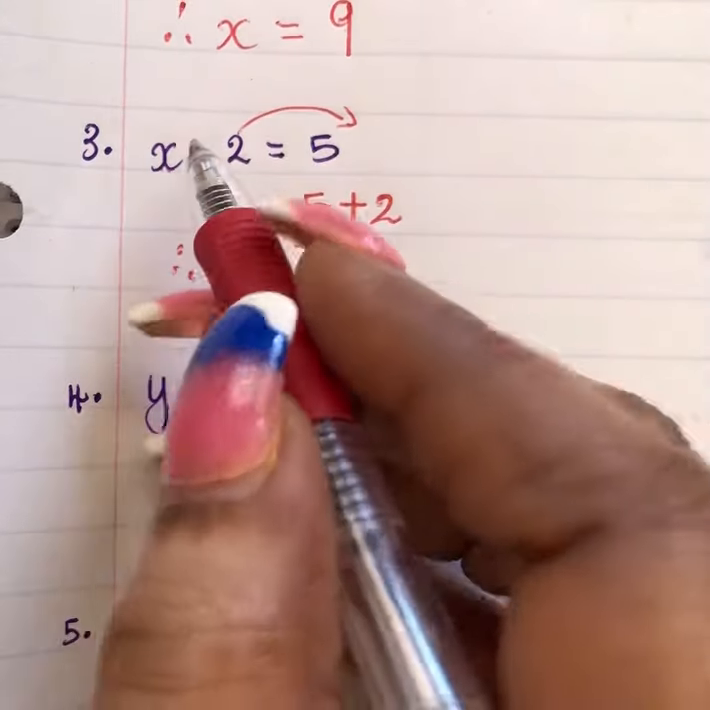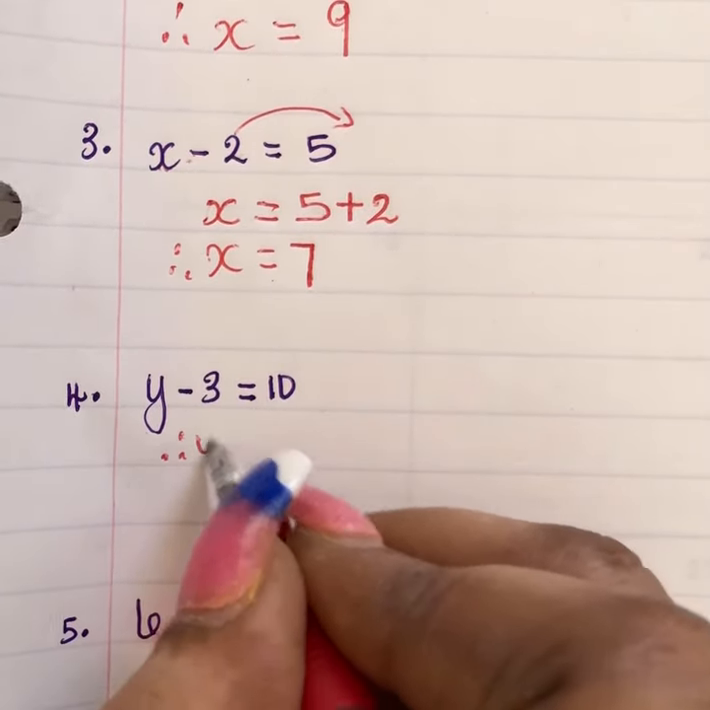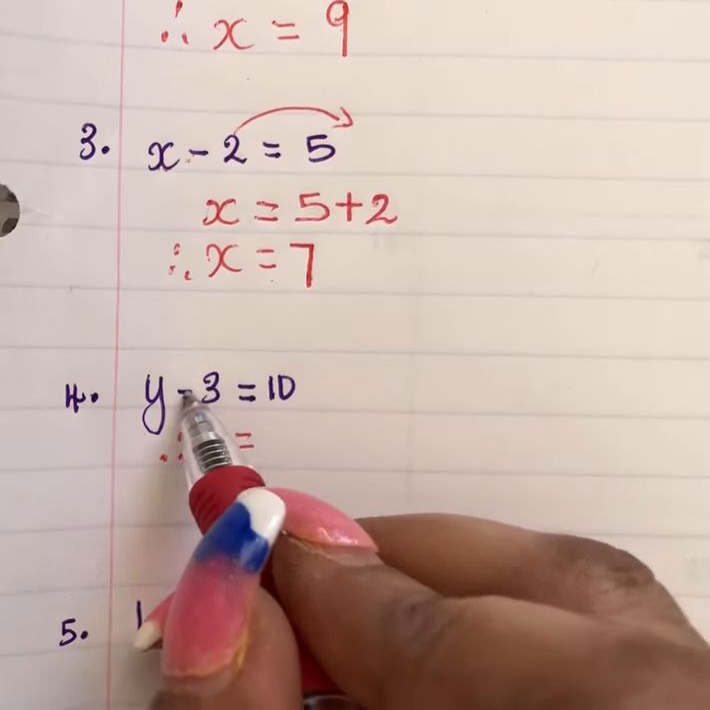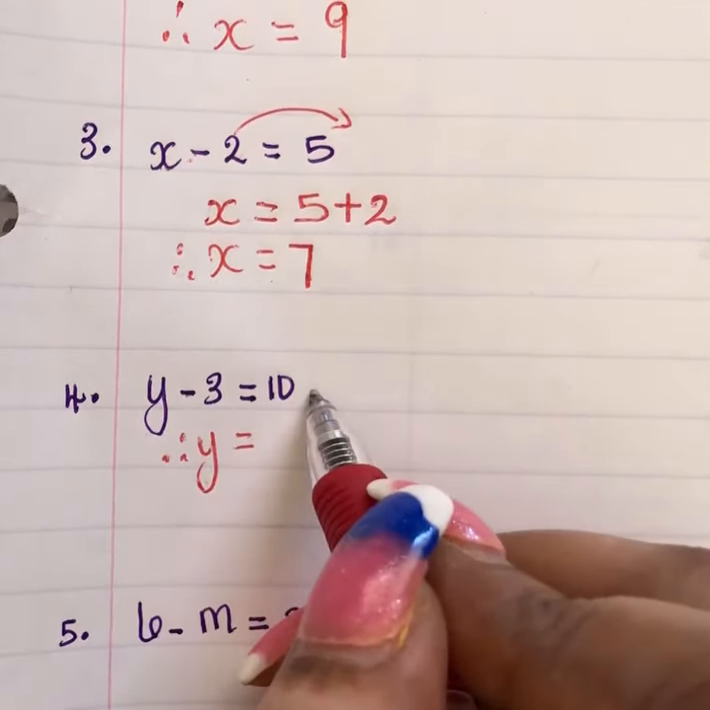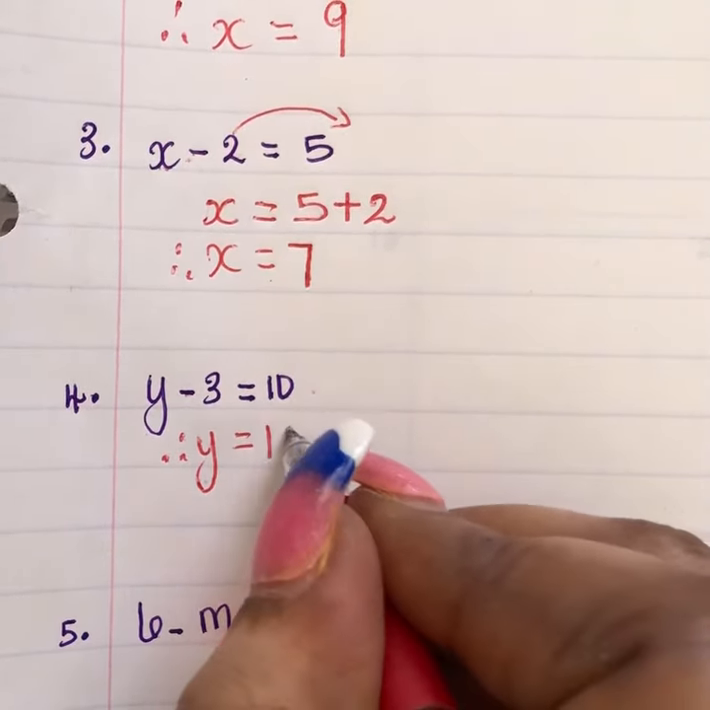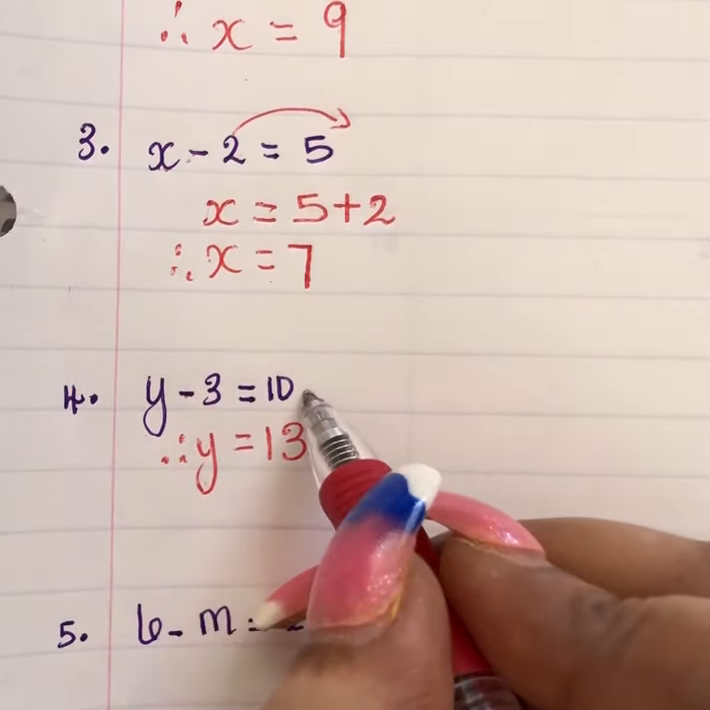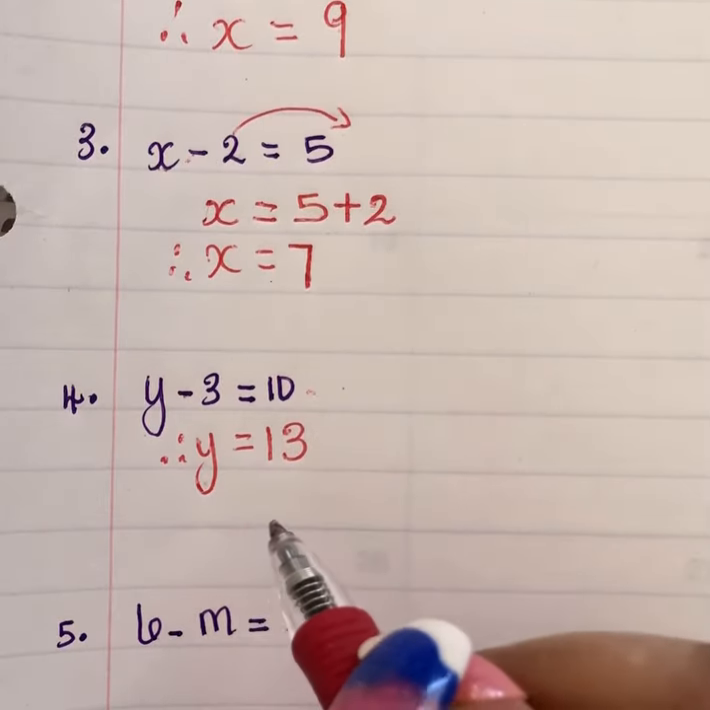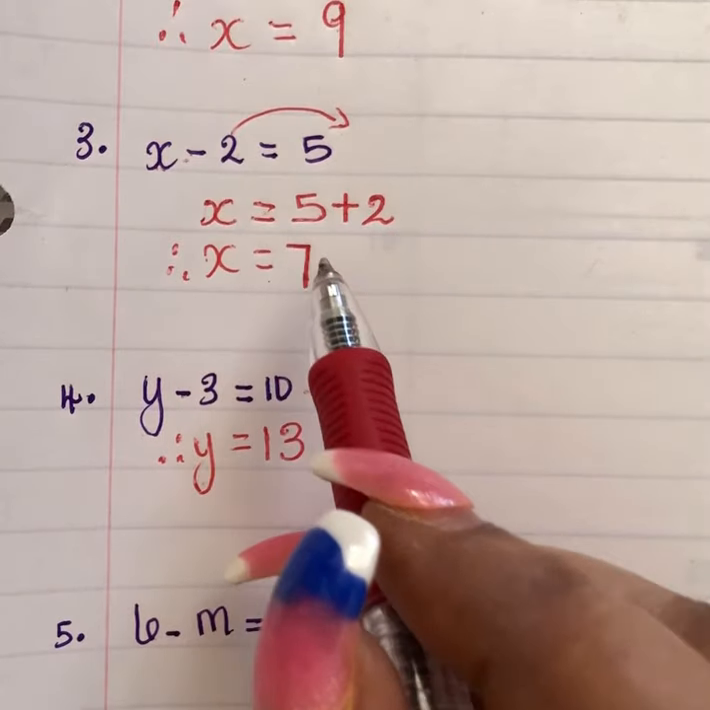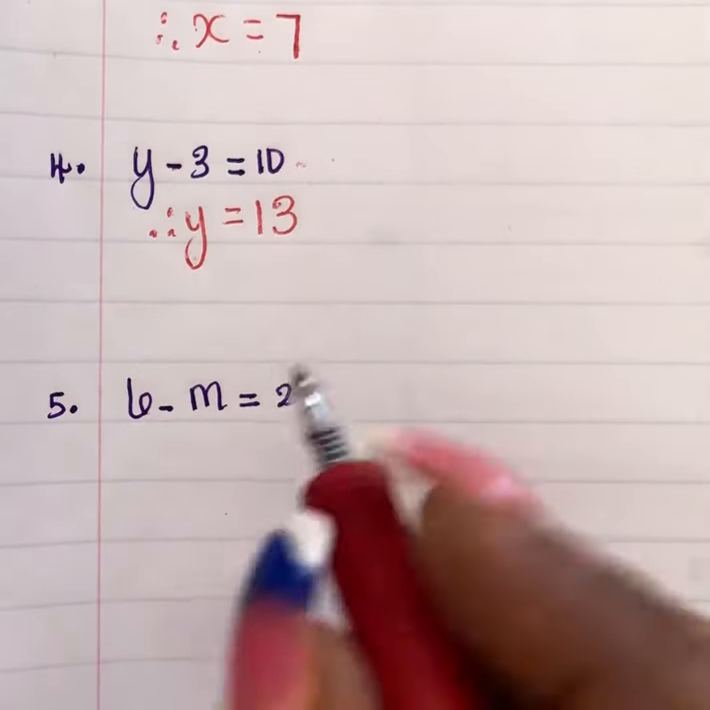Number 4 is similar to number 3. It is a one-step equation, so I can leave my step out. A negative will become a positive when it goes over. So you can quickly say y is equal to 13, because when the negative 3 goes over, it becomes plus 3. We can leave that step out once we have mastered the concept, because it is a one-step equation. Let us look at this case.